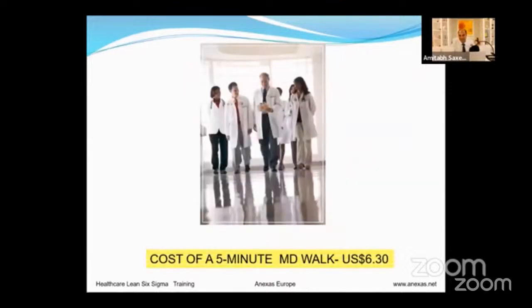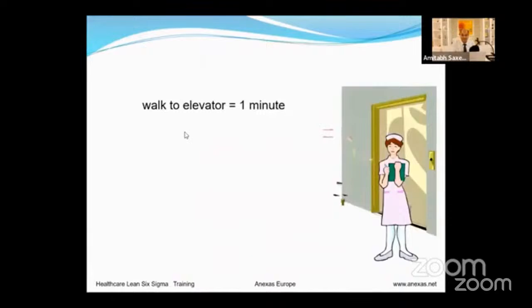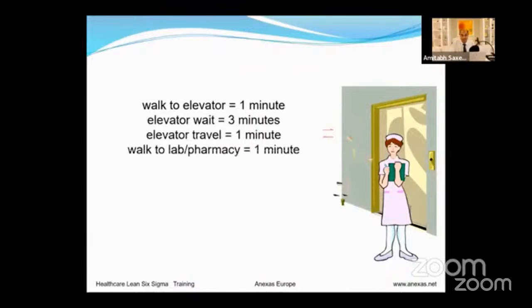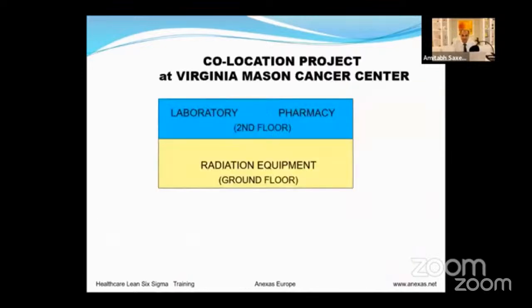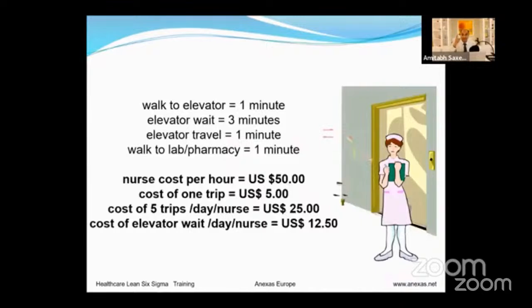On a lighter note, the cost of a 5-minute MD walk is a waste. A surgeon waiting for the operation theater to get ready is a waste. Walk to elevator 1 minute, elevator wait 3 minutes, elevator travel 1 minute, walk to lab 1 minute, nurse cost per hour in US dollars. I have done projects for 3 US hospitals. So take the cost of one trip, multiply for per day, multiply by 365 days, multiply by 200 nurses in the hospital. The waste of traveling in the elevator comes to a few thousand, or maybe close to $1 million.